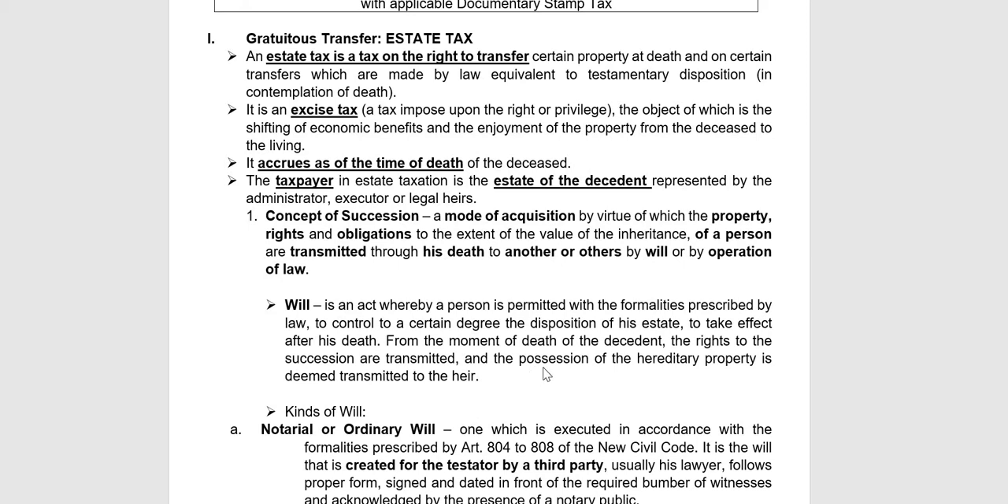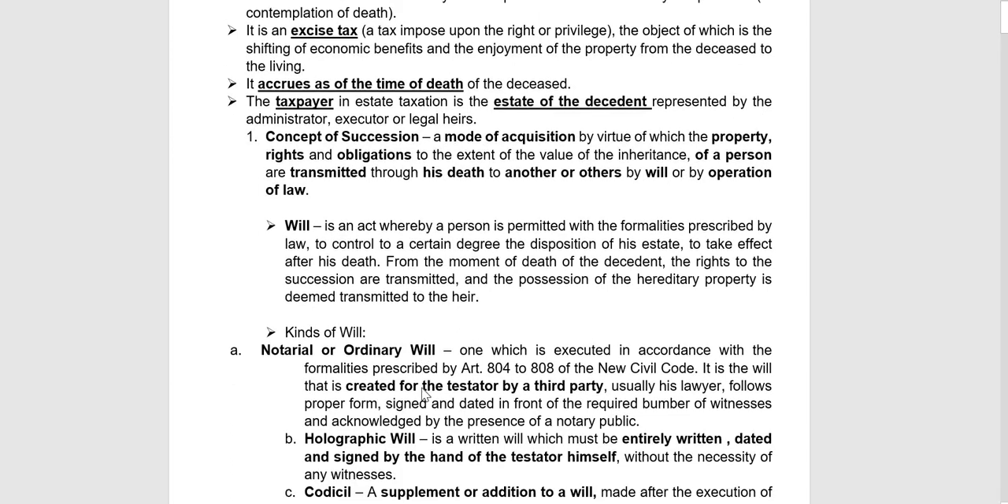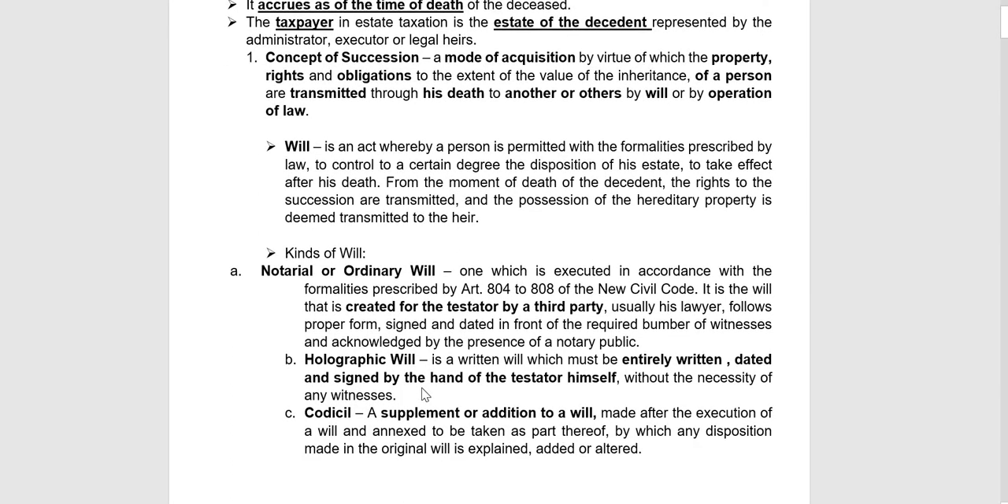From the moment of the death of the decedent, the rights to the succession are transmitted, and the possession of the hereditary property is deemed transmitted to the heir, if the will takes effect. We have different kinds of will. The first one is a notarial or ordinary will. This is the common one we see on TV, where one person is executing his will, one which is executed in accordance with the formalities prescribed by Articles 804 to 808 of the New Civil Code.